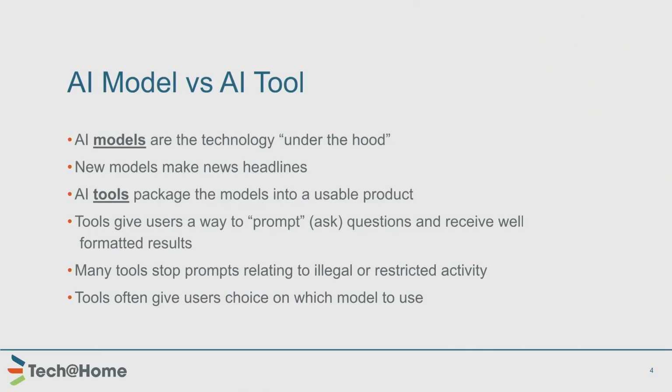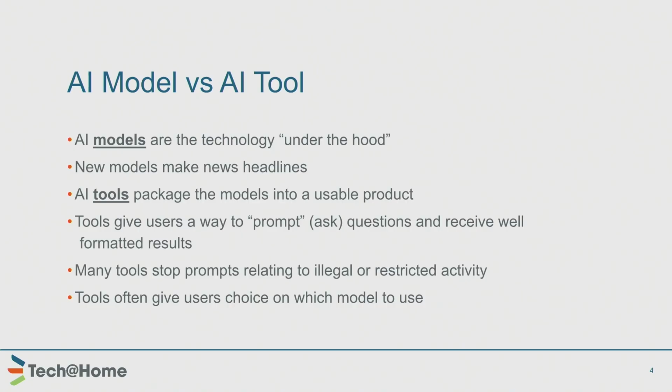So what is an AI model and what is an AI tool? So these terms get sort of intermixed a little bit in the media, and I want to clarify that a little bit. So an AI model is more so like the engine, the technology that is underneath the hood, and that's what runs the entire AI tool. So new models, more specifically, are the things that will make big headlines, things that you'll see in the news, and I'll have a list of some of the most common ones on the next slide.